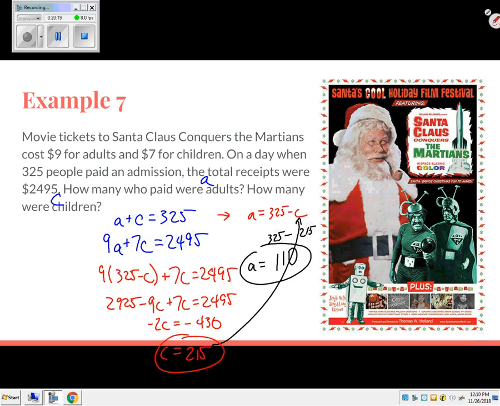Make sure somehow at the end of the problem you let me know that there were 110 adults and 215 children. If you want to use A and C, or if you kept x and y, please make sure you either label your numbers 110 adults, 215 children, or if you just use A and C, I will be able to piece that together, so that I know that you know.